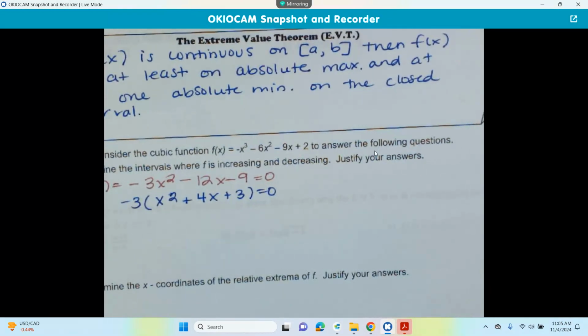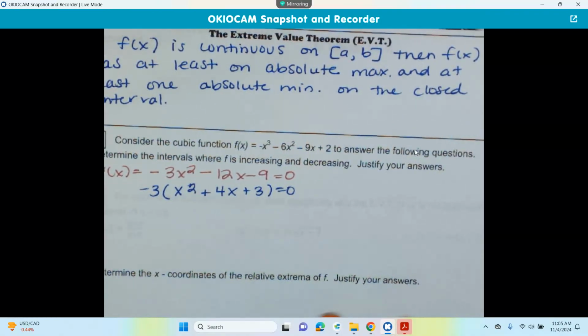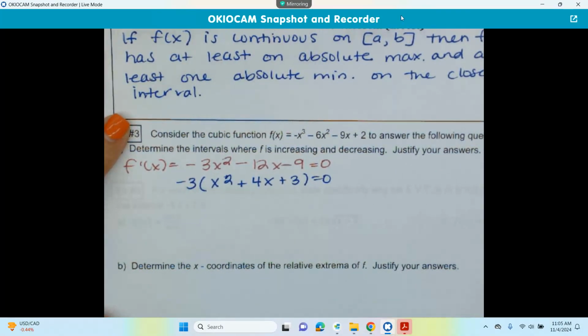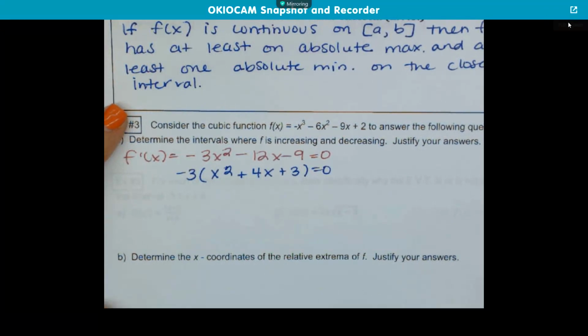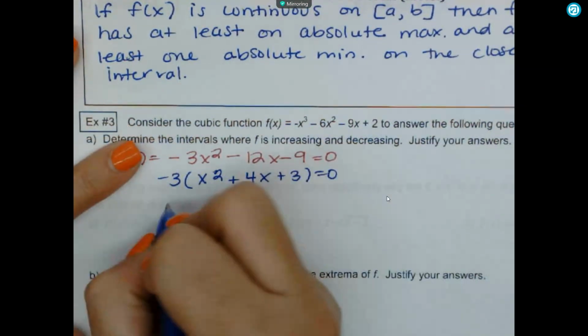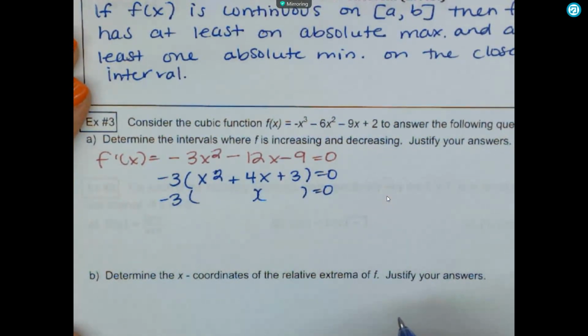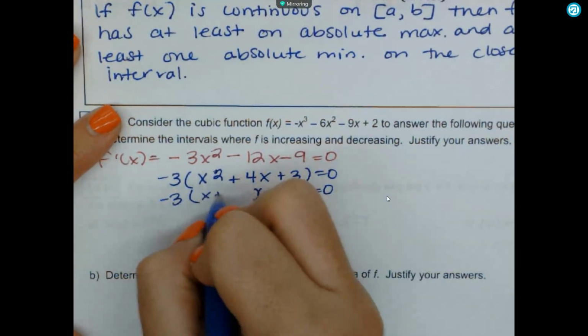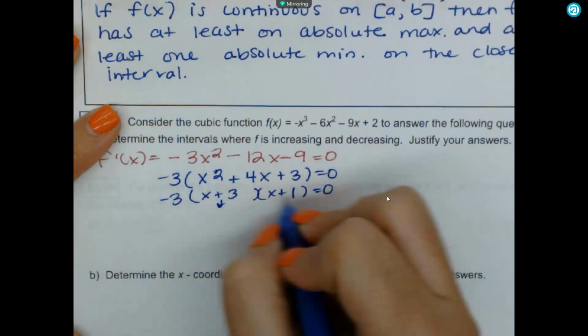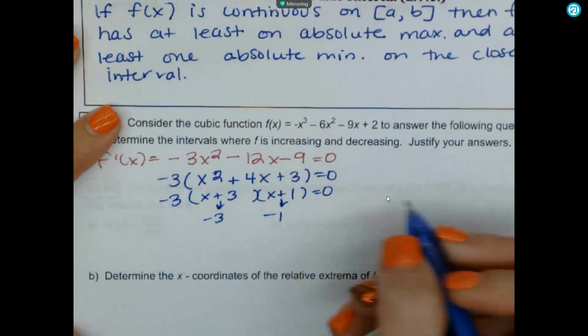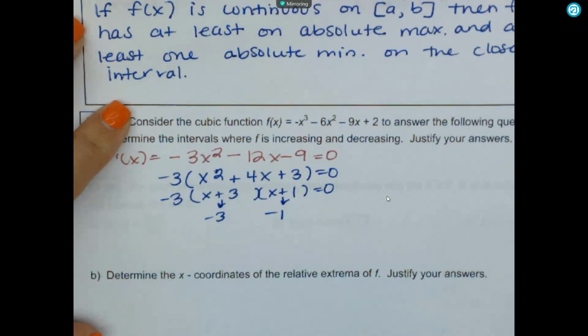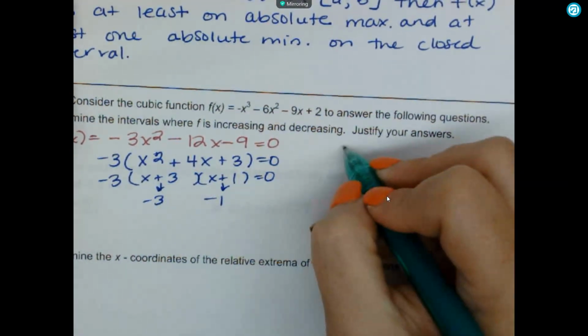You good so far? All right, we're great factorers. Hopefully it keeps up with us this time. We're going to factor out, and what are our two terms? x plus 3, x plus 1. So what are our zeros? Negative 3 and negative 1. So that's what we're going to put on our sign analysis. Perfect.